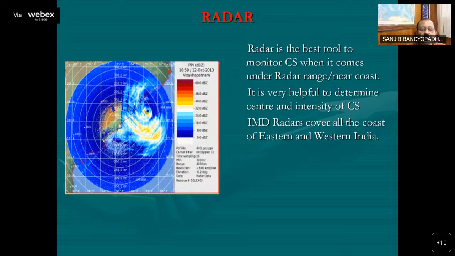The radar basically helps us give a more accurate forecast than satellite, because it is within 200 kilometer to 250 kilometer, though we can see up to 400 kilometer. But very clearly, the pinpoint precise location, center, everything can be determined by the radar when it is within the 200 to 250 kilometer range by our S-band Doppler weather radar.